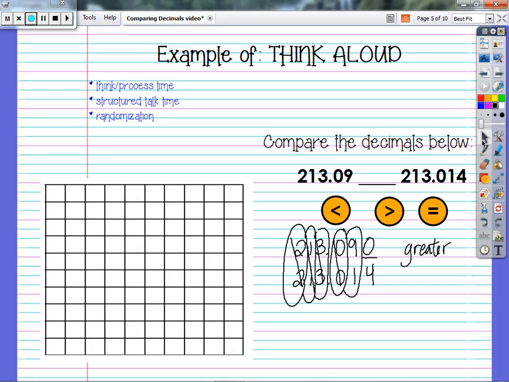So now we can move our greater than symbol into the space here. And we know now that 213 and 900ths is greater than 213 and 14 thousandths.